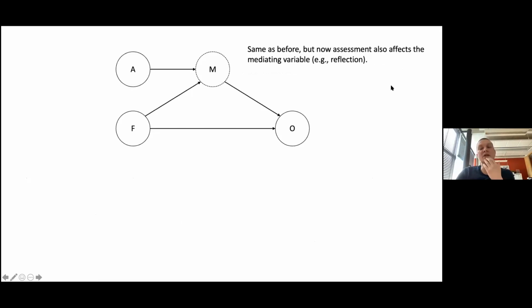What if I also suggested in my theory that assessment affects reflection? It's reasonable to think that once you start answering questions about alcohol consumption, there's a process of reflection that goes on in your head. You start thinking about your alcohol consumption in a way so that you can respond to the questions. You might start thinking about, maybe this isn't a great idea. Maybe I should start changing my alcohol behavior. So I hypothesize here that assessment affects the mediator, which in this case is reflection.